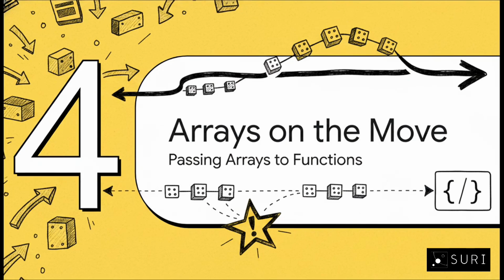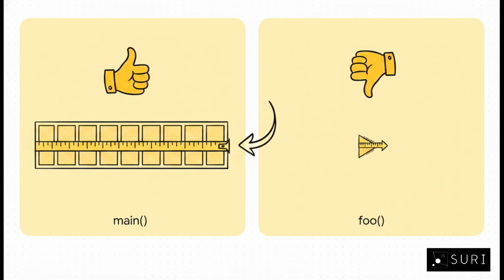Okay, for our final section, let's look at what happens when we start using arrays with functions. Remember that little secret I told you about their hidden power? This is where it becomes really, really important. Okay, so in C, there is this common trick to get the length of an array. You see it on the left, running in our main function. It works perfectly. It tells us the array has a length of 12.